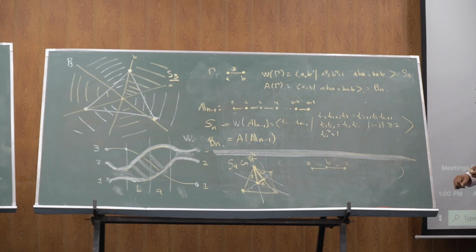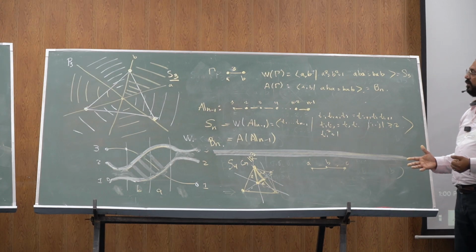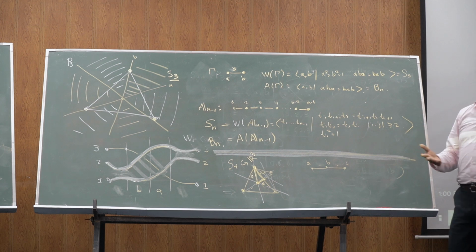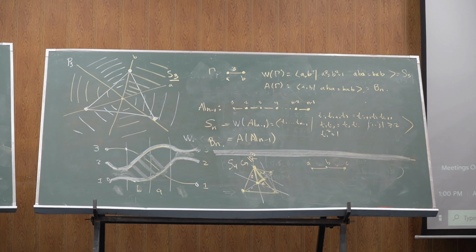Well, that's the introduction of Coxeter and Artin groups. Tomorrow, I will tell you what is the KP1 conjecture, and I think I will stop there.